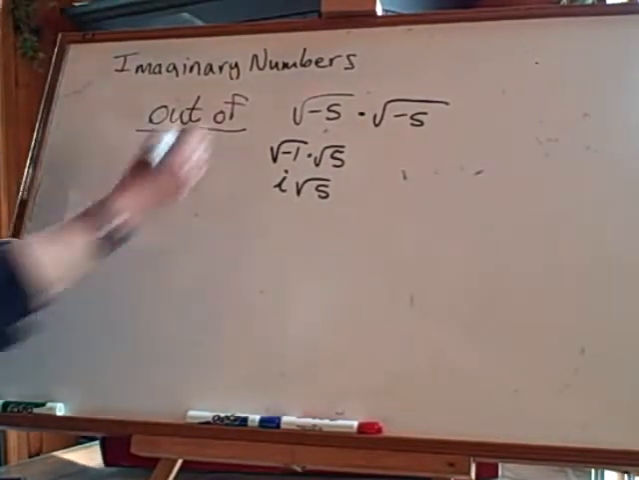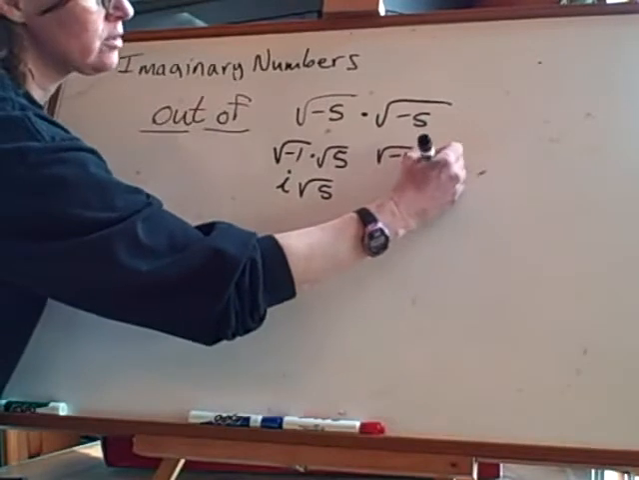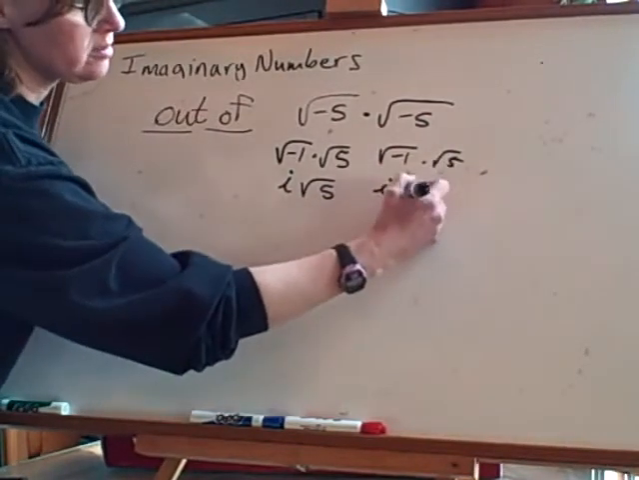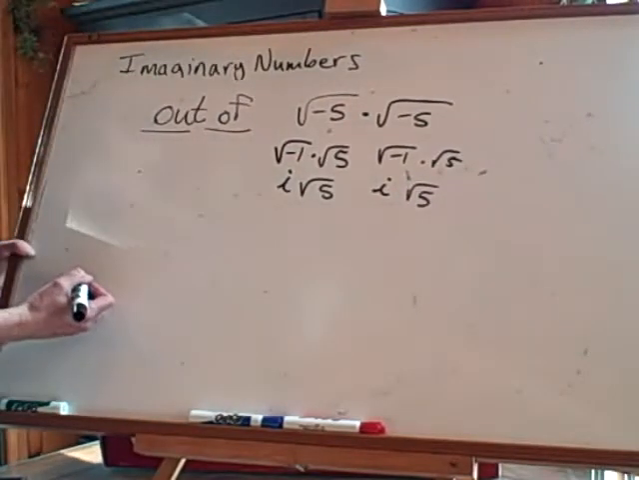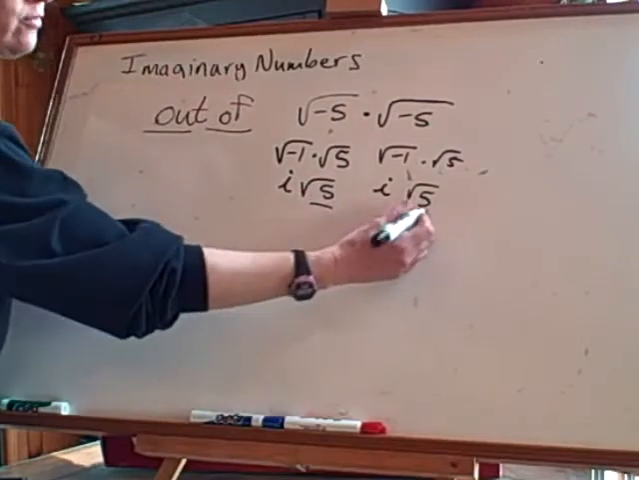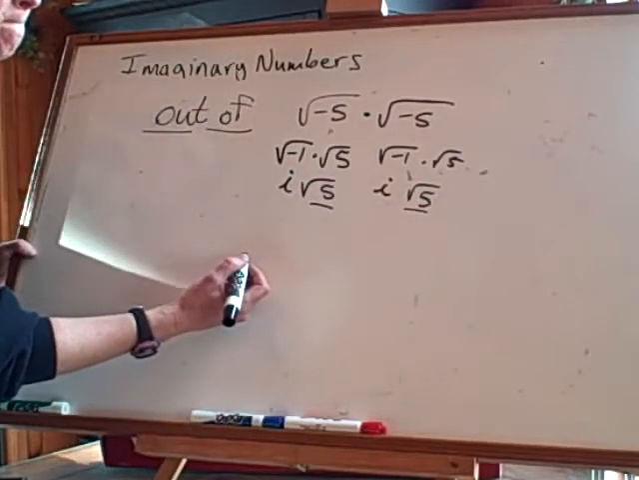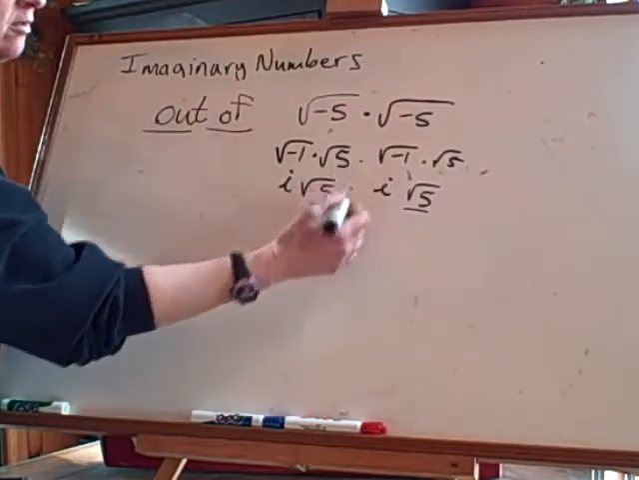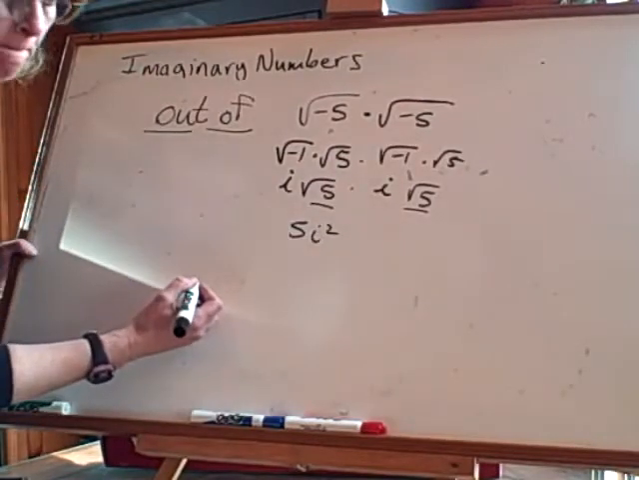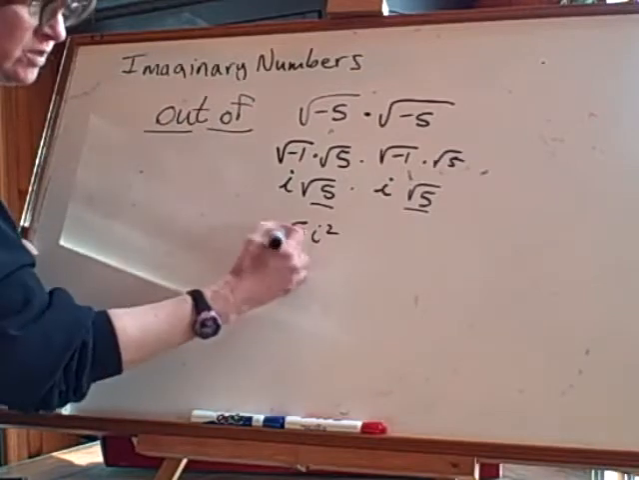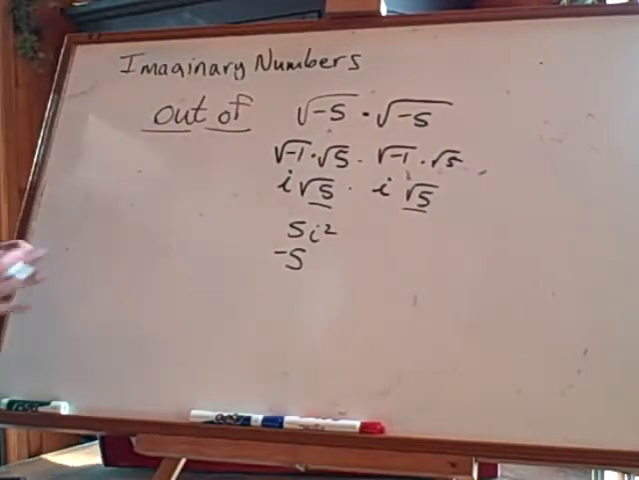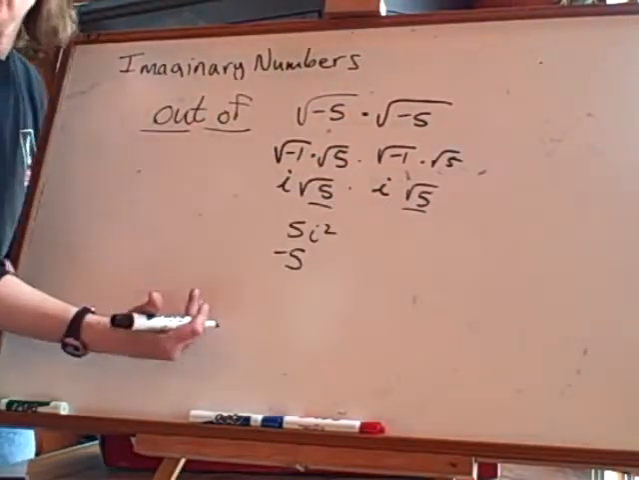So far, so good? If I did the same thing over here, the square root of negative 1 times the square root of 5, what is the square root of negative 1? i. And this is the square root of 5, right? Well, the square root of 5 times the square root of 5 gives me what, if I'm multiplying this whole enchilada together? 5. What does i times i give me? i squared. What is i squared? Negative 1. So what does that make this? Negative 5. So we pulled the i's out first, right?